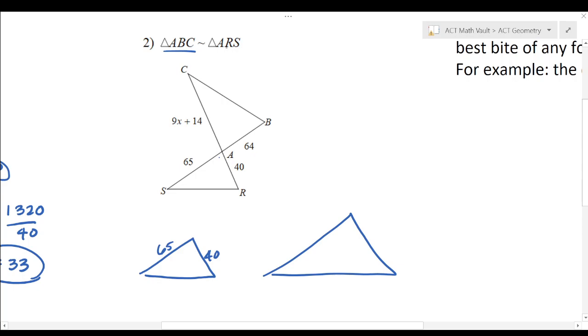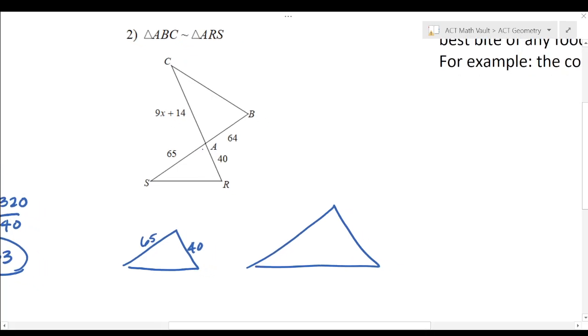It says ABC is similar to ARS, and typically they'll give you that similarity statement because you need to know that ARS is similar to ABC. They go in the same spots, right? So A with A, B with R, and C with S. Okay, so that means that this AB is this segment right there, 64. And then AC, 9x plus 14, goes here.